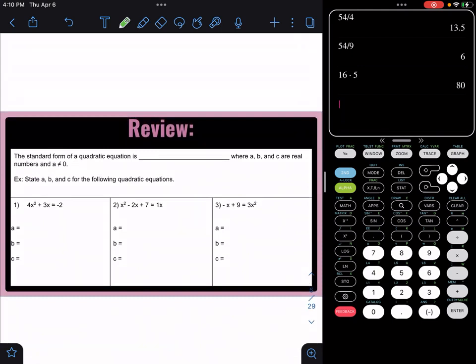Alright, so the standard form of a quadratic equation is ax squared plus bx plus c, and it has to equal 0. Once we get it to equal 0, that's where we're able to find the real numbers that are a, b, and c. A will always have to be something not equal to 0, because we want to have an x squared in our problem.